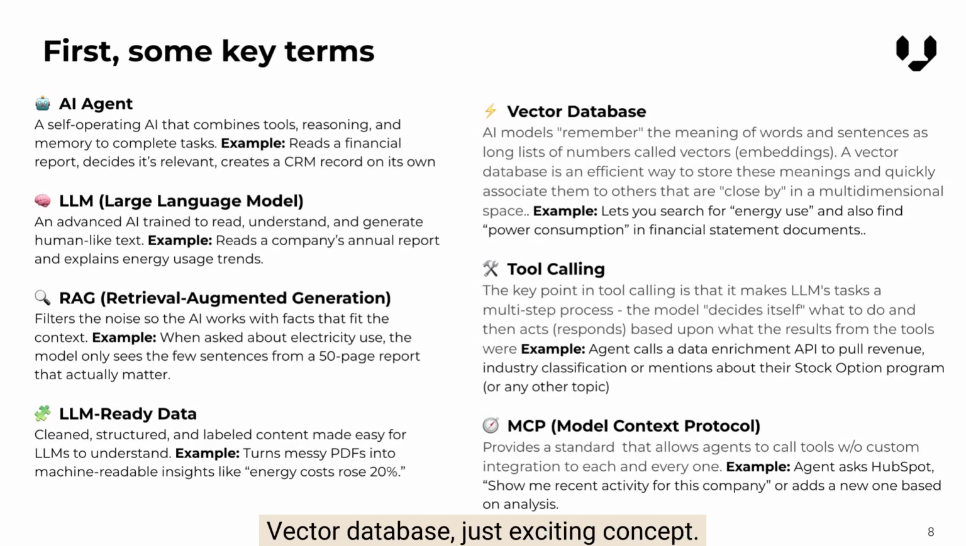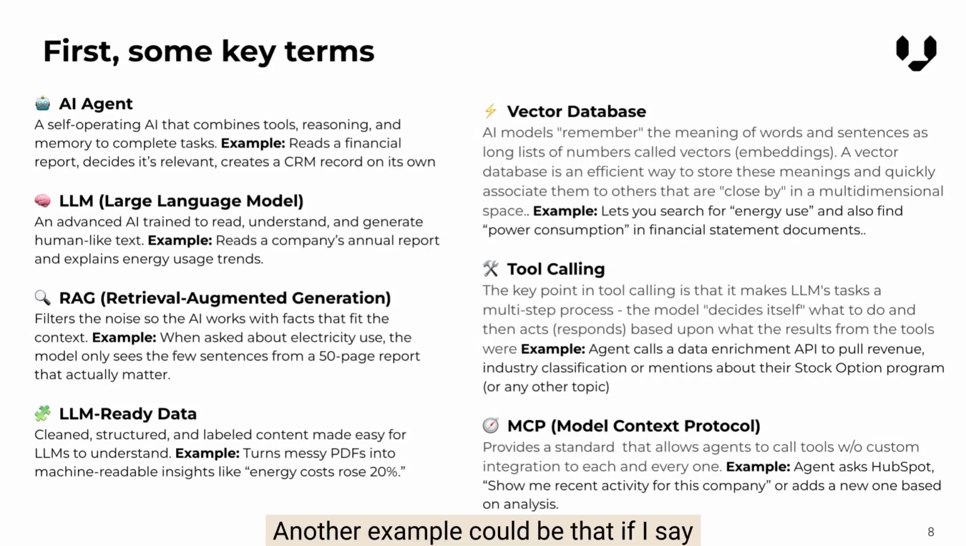Vector database, just an exciting concept. If you think of these AI models, they remember the meaning of words and sentences as a long list of numbers that are called embeddings, or vectors, if you will. And this vector database is a way to store those meanings, those embeddings, and then link them to other embeddings that are close by. So with the help of a vector database, that's how these models can, for example, find power consumption, even if you're searching for something else like energy use, because the meaning is so similar.